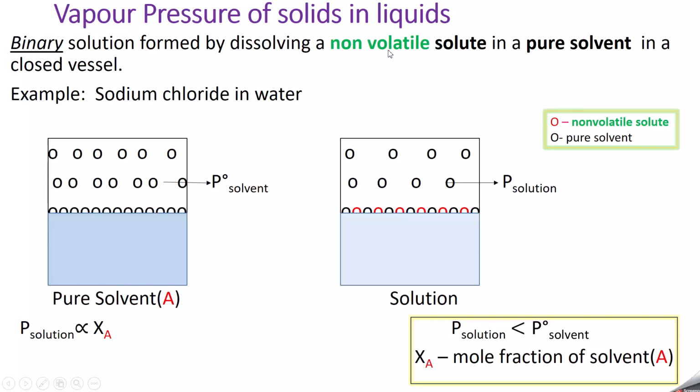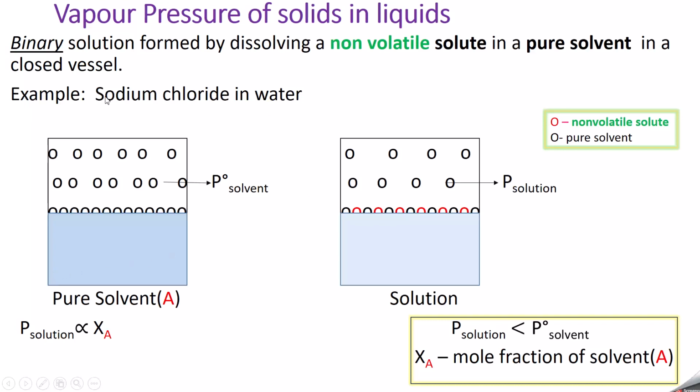So we take this solution and find out how the vapor pressure changes when a non-volatile solid solute is added to a liquid solvent. That is what we are going to discuss. Then we have to derive the Raoult's law case 2 expression.